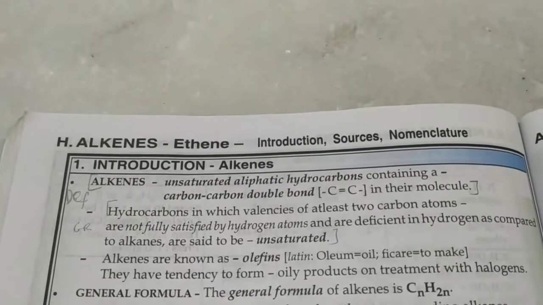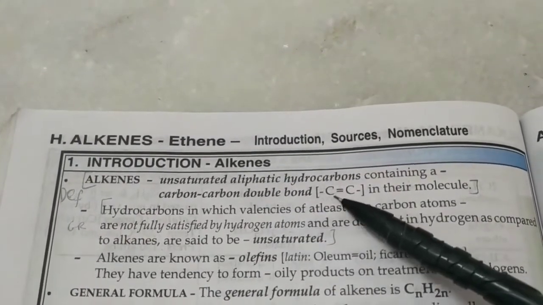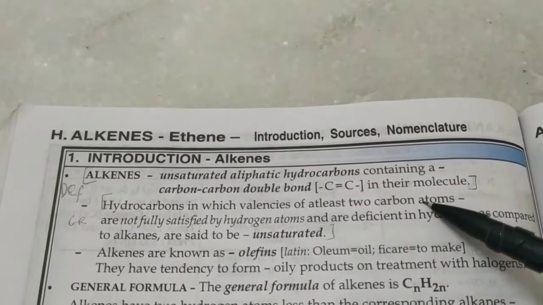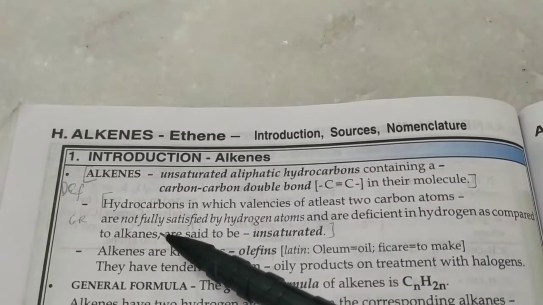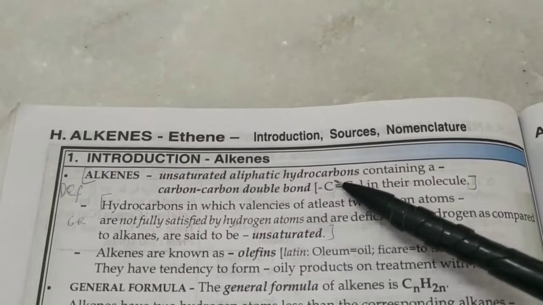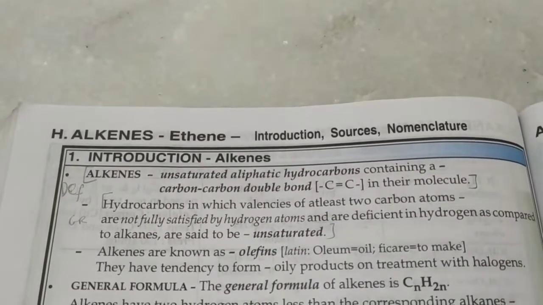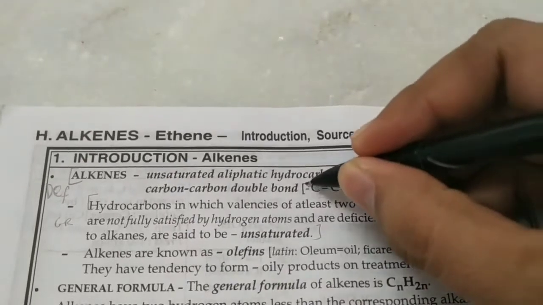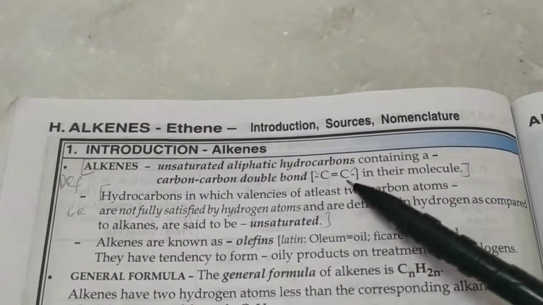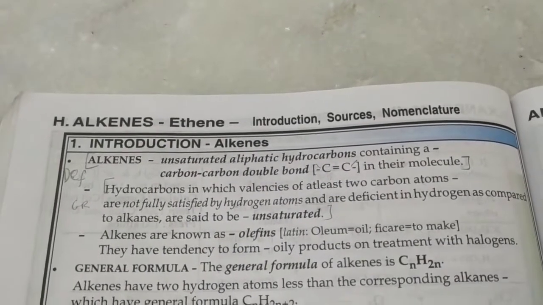Next we come to alkenes. They are unsaturated because they have a carbon-carbon double bond. So there are at least 2 carbon atoms, the valencies of which are not fully satisfied by hydrogen atoms. Each carbon atom will have 4 bonds. So let's draw one more out here and here. But since it's a double bond, there is scope for addition of more hydrogen atoms here. They are also called olefins.